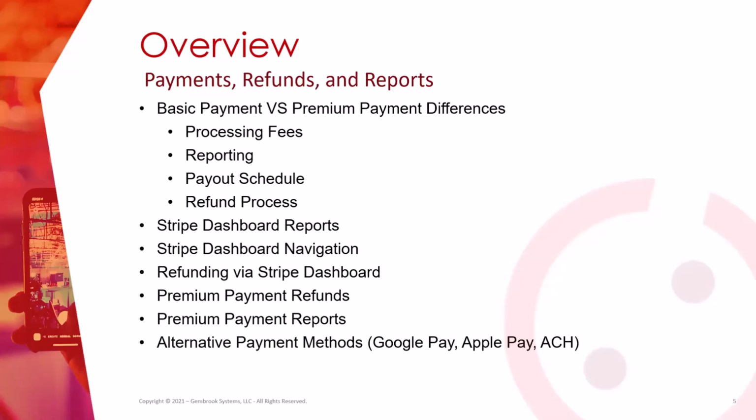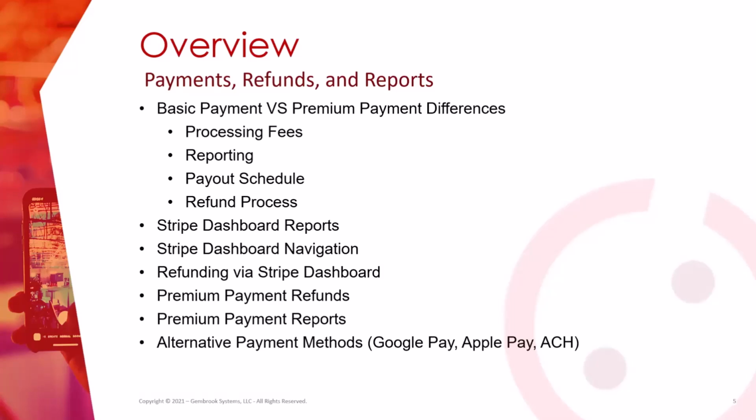We'll take a look at a bit of navigation. We'll walk entirely through that refund process. And then for premium, we're going to do the same thing. We'll talk about the reports that are only available through premium. We'll talk about the refund process through premium, and we'll do a quick example. And then finally, towards the end, we'll talk about alternative payment methods. So we'll talk about Google Pay, Apple Pay, and ACH and how to get those turned on.